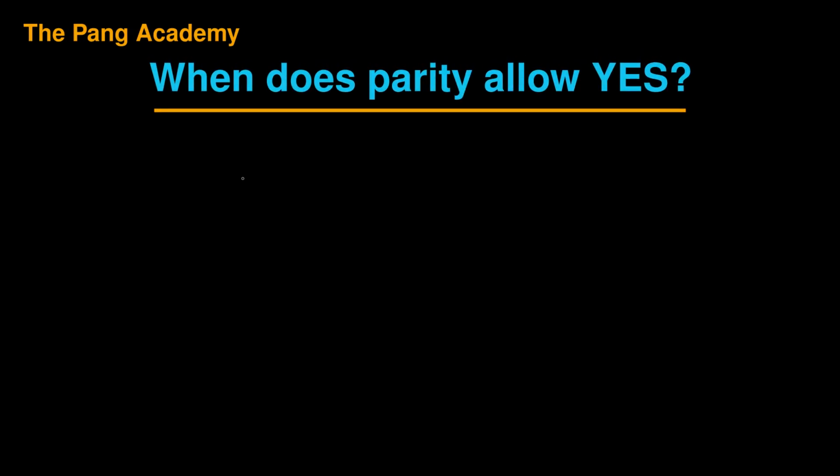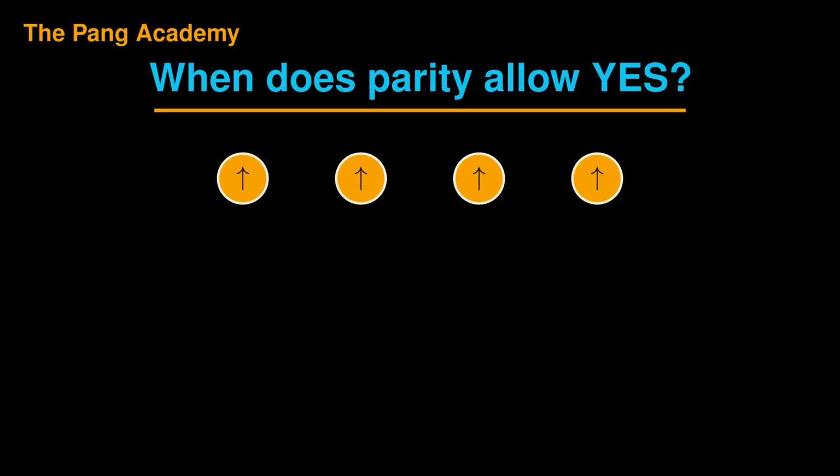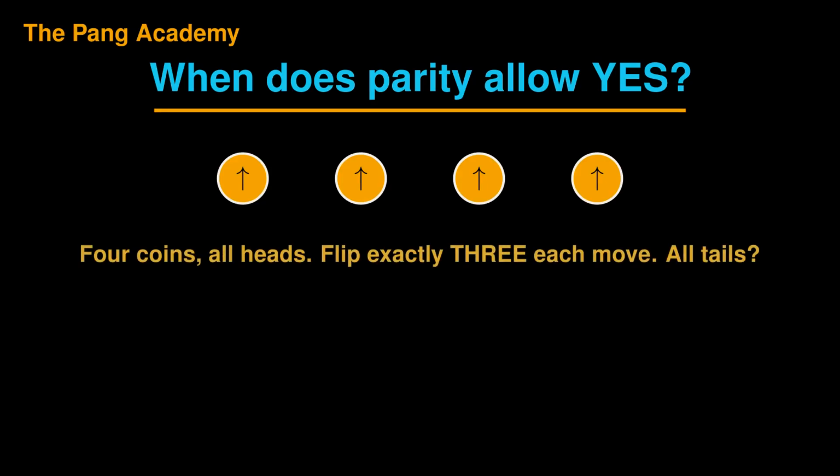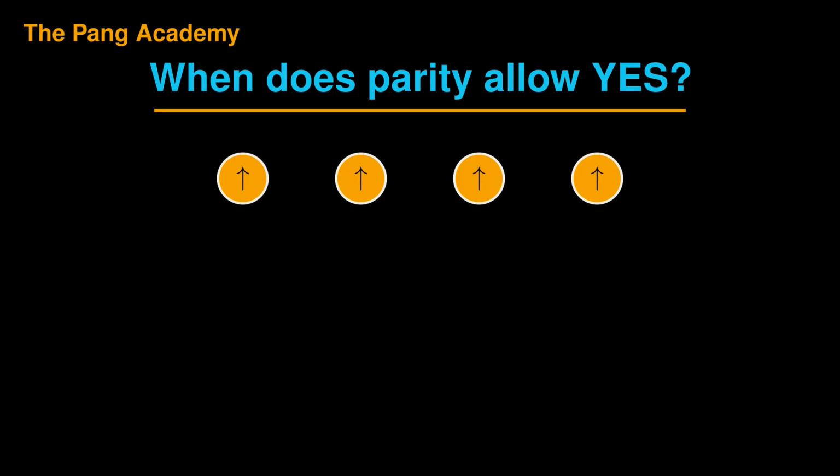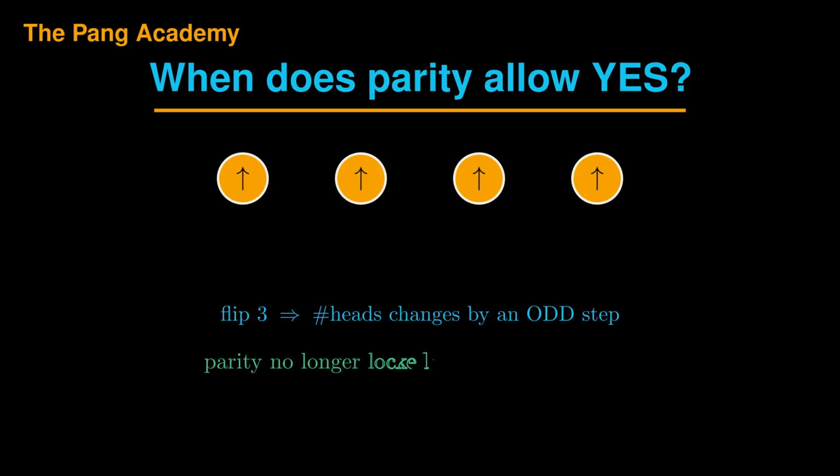Now change one rule. 4 coins this time, all heads, and each move you flip exactly 3. Can you get to all tails now? Flipping 3 changes the number of heads by an odd step, so it's no longer stuck as odd or even. It can go from even to odd and back. Nothing stops all tails now, and 4 moves get there. 4, 1, 2, 3, 0.